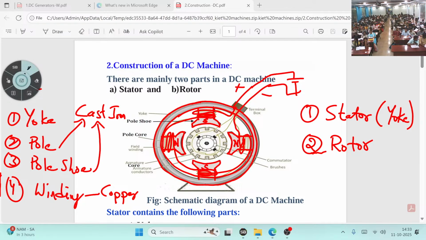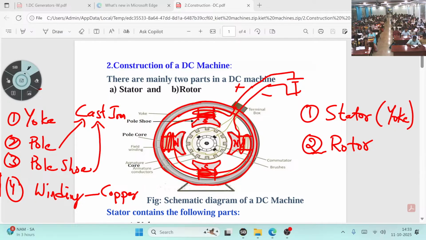What is the function of the winding? This winding here. We are not using permanent magnets. We are making magnets, north pole and south pole, by winding the copper wire around the poles, which will then act as the poles: north pole, south pole, north pole, south pole. That is the function.